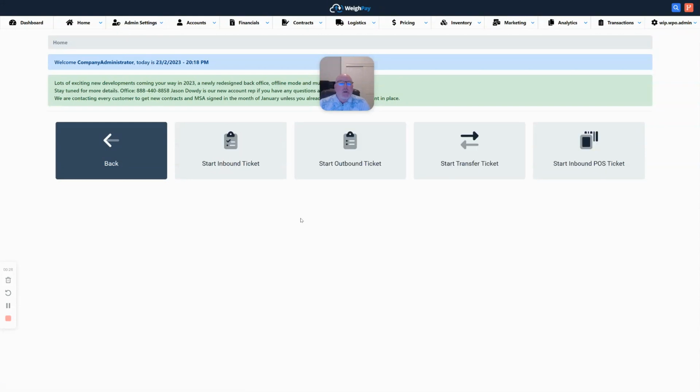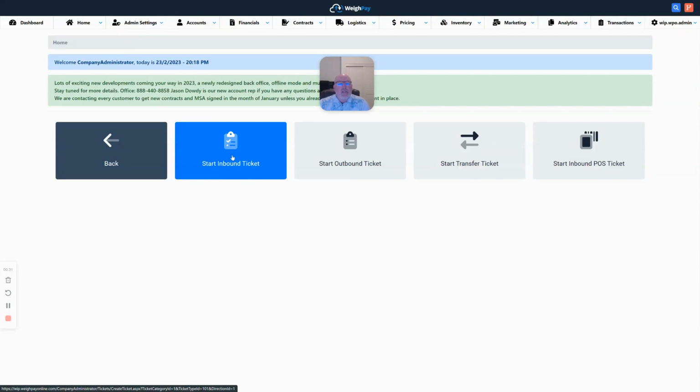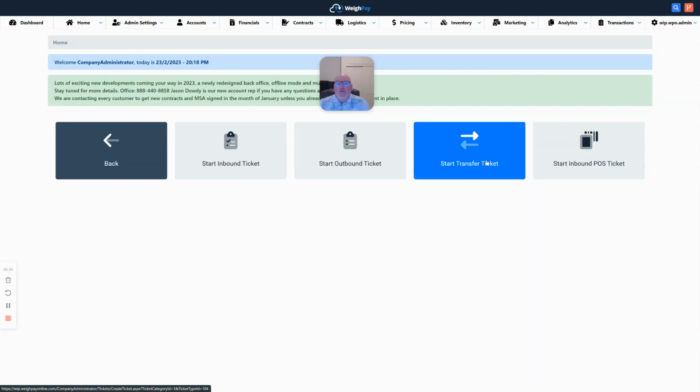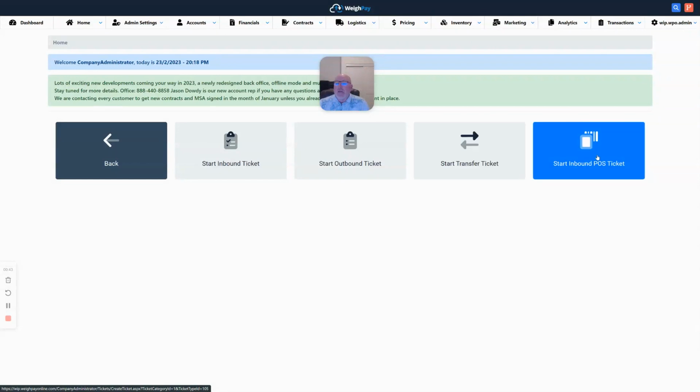Let's go to business. So here you can see we can start an inbound transaction. We could start an outbound transaction. We can start a transfer ticket between your locations. So if you're shipping product from one location to another, you can start a transfer ticket. You can also do an inbound point of sale ticket. What this means is that you're going to have inbound product, increasing inventory, but you're invoicing. This would be more for your zero cost products or your waste products.